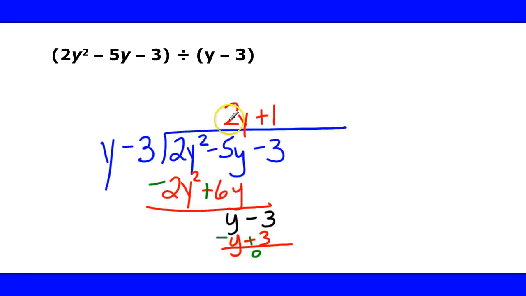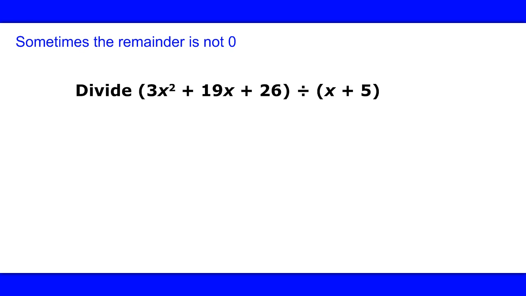All right, if you look at this one quickly, I decided to multiply by 2y. That gave me 2y squared minus 6y. When I subtract the negative 6y, it becomes plus. Subtract that gives me y minus 3, and then it'll go in there positive 1 time. Okay? Sometimes the remainder is not 0. And we can't put a decimal point and keep going. So if we end up with a remainder, if we end up with something that is not 0, we're simply going to write it as a fraction.